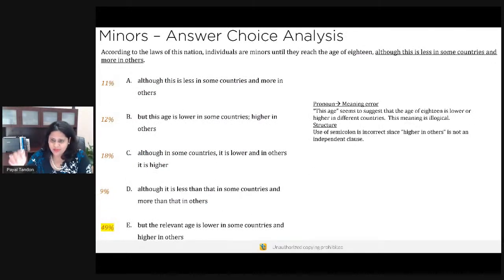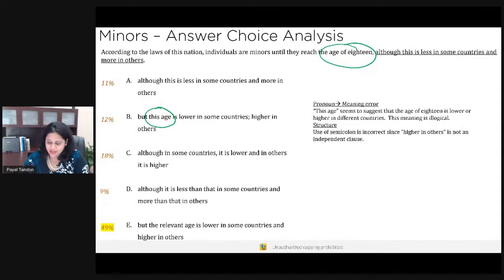Now, choice B was selected by a couple of you, right? Over here, it says "but this age is lower." This age appears to refer to 18, the age of 18, and that is actually wrong. There is only one age, the age of 18, and that's what it refers to. That's why it's wrong, because it's nonsensical. The age of 18 by itself cannot be lower or higher.